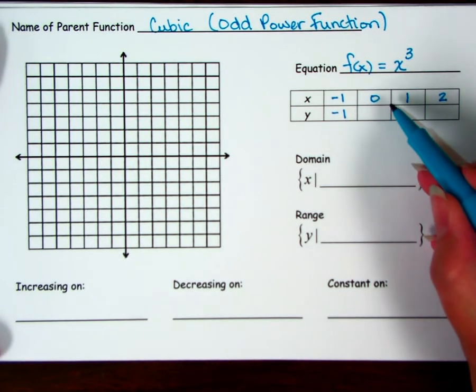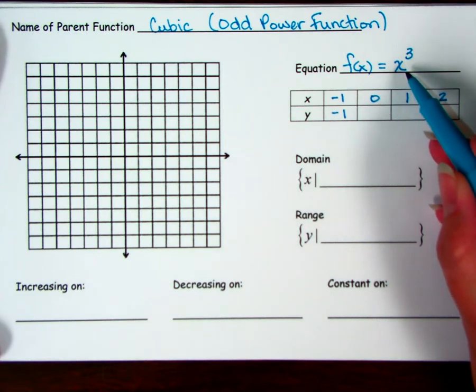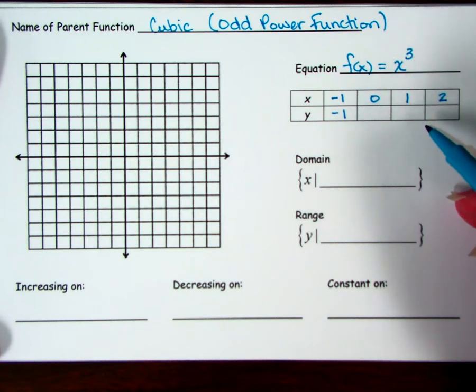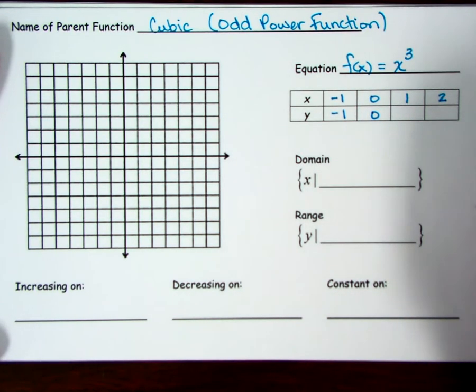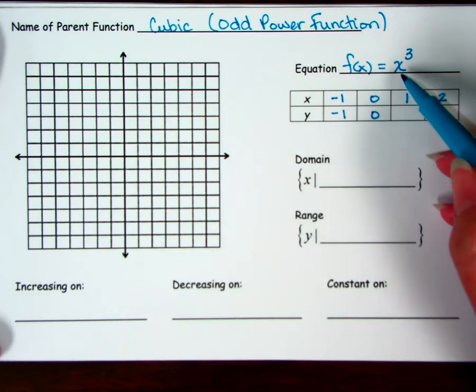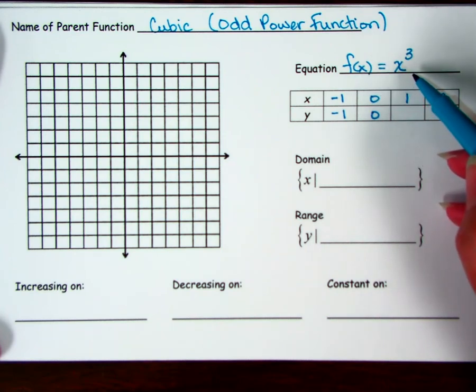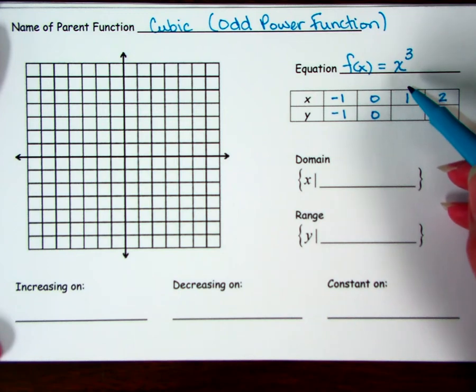Now if x is 0, put in 0 in place of x, and I would get y is equal to 0 to the third power. So 0 to the third power means 0 times 0 times 0. So 0 times 0 is 0, times another 0 is still 0. Now if x is 1, if I put in a 1 in place of the x, this would say y is equal to 1 to the third power. So 1 to the third power means 1 times 1 times 1. So 1 times 1 is 1, times another 1 is still 1.